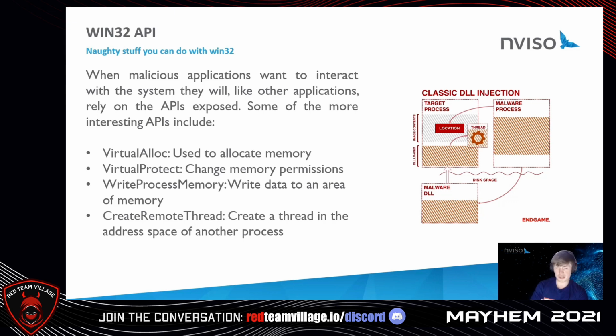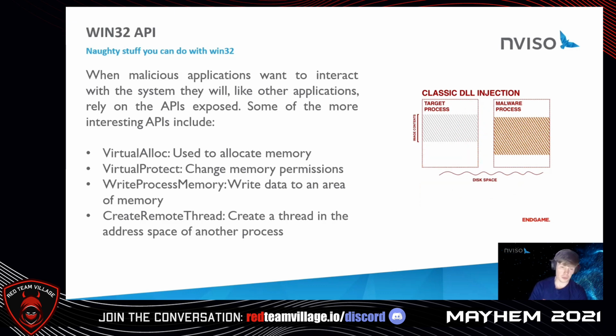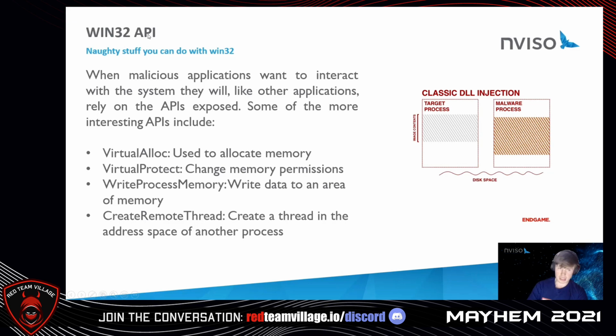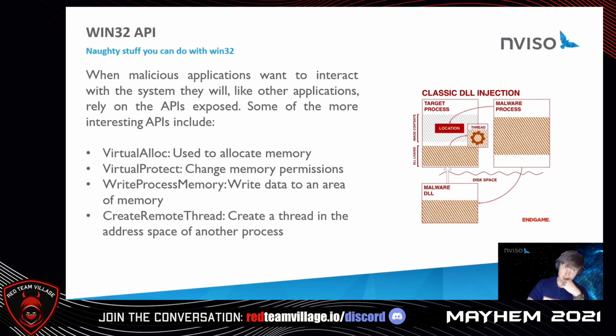VirtualProtect to change the memory permission so you can actually write something to that memory, WriteProcessMemory, well, of course, that's to write data to your newly created memory, and CreateRemoteThread, which will create a new thread in the address space of the process and actually launch your malicious code, so to say. So as you can see, DLL injection highly leverages the Win32 API as well.